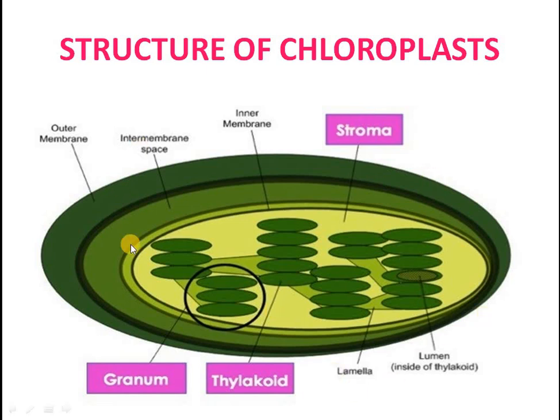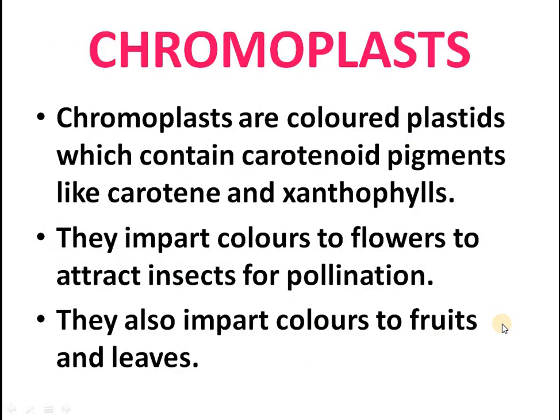Fine, clear? You have to draw this diagram as well, and you don't need any deep knowledge about it. You just have to go through its structure. These single disc-like entities are known as thylakoids. When the thylakoids are joined together, they form granum, and this granum is embedded in the stroma. Clear? Now next, chromoplast. Chromoplasts are colored plastids which contain carotenoid pigments like carotene and xanthophylls.